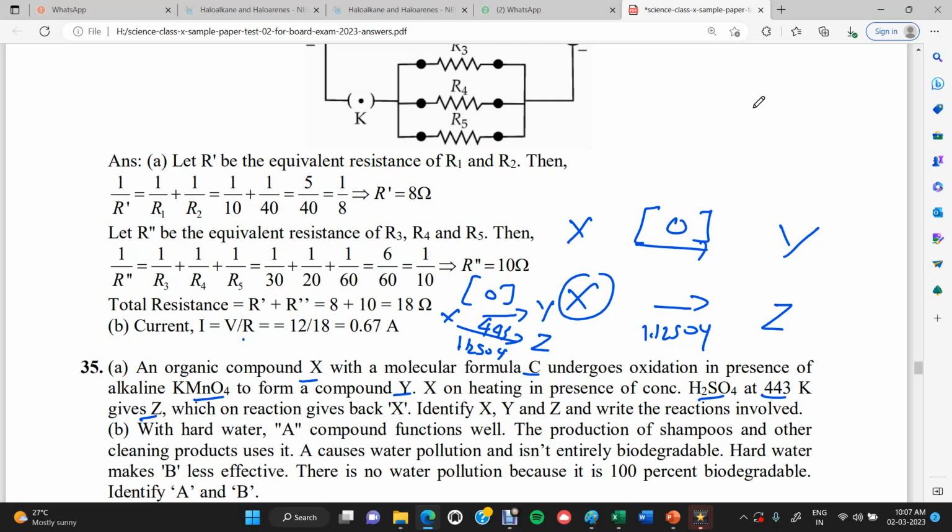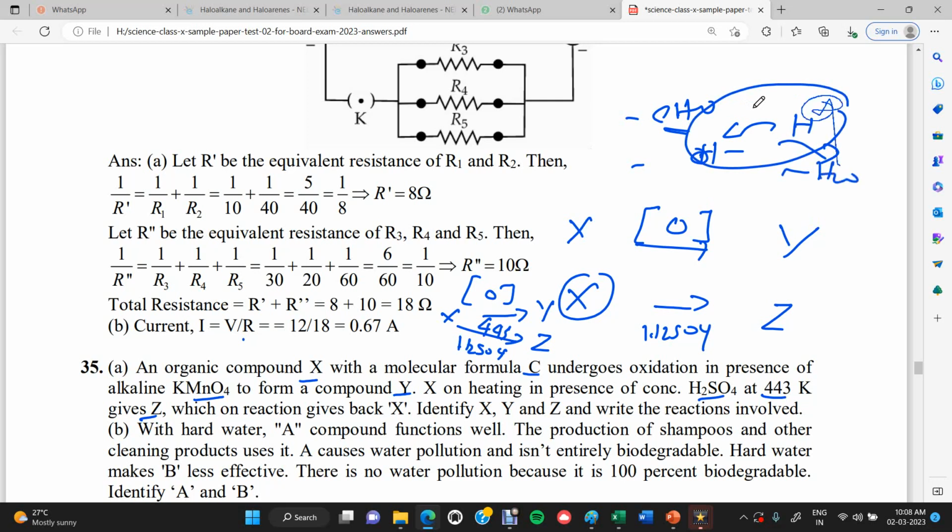Yeah, what you are saying is right. Aldehyde has CHO, and in alcohol we have OH directly. This OH can combine with a hydrogen easily and be released as H2O, which is easier. That is why I prefer alcohol. So this must be an alcohol, and this must be an acid.